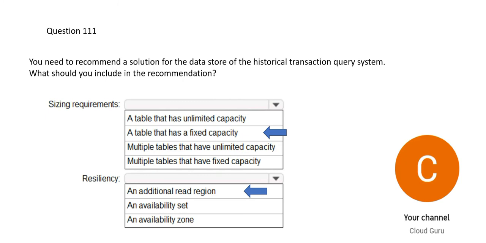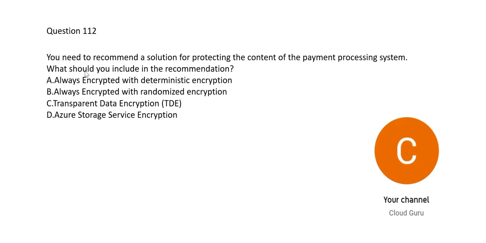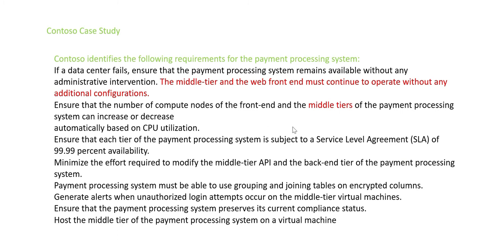Now let's look at this question. It's talking about encryption. This is primarily a security and encryption related question. So we have to protect the content of the payment processing system. So this section has something about payment processing system for the new requirements. You see this line in yellow, highlighted in yellow. This talks about encrypted columns.